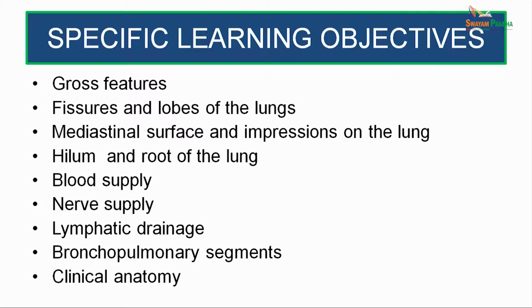The specific learning objectives for this session are to discuss the gross features of the lungs, talk on the fissures and lobes of the lungs, explain the mediastinal surface and impressions on the lungs, hilum and the root of the lungs, discuss the blood supply and the nerve supply, review the lymphatic drainage, and talk on bronchopulmonary segments and various clinical anatomy pertaining to these topics.